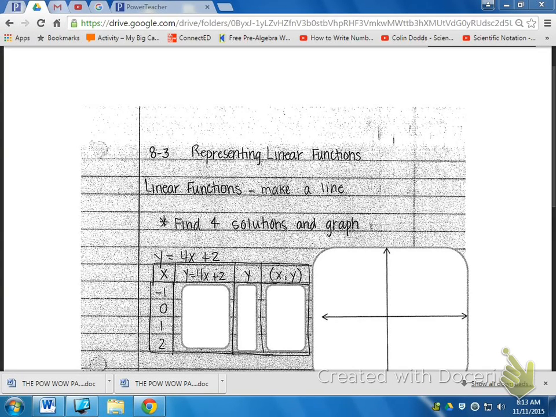Lesson 8.3, representing linear functions. So we're going to combine some things that we have done this year to actually graph lines. A linear function, we've talked about functions, none of the x's repeat. We're going to look at the functions that make a line.